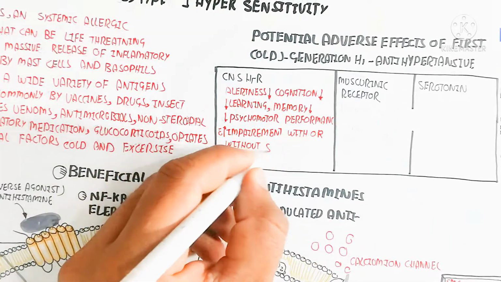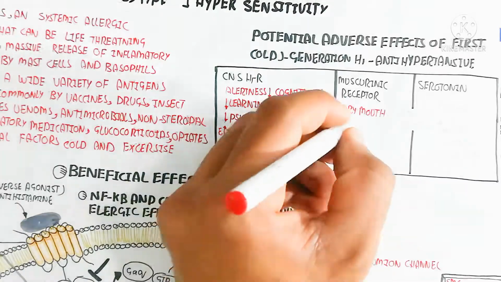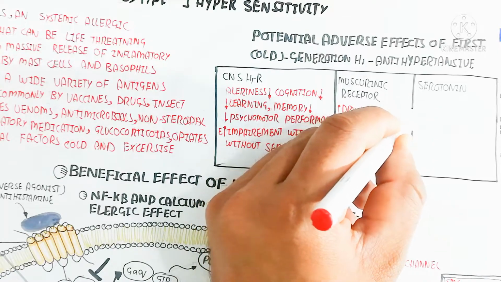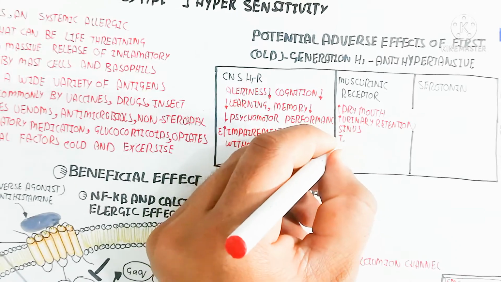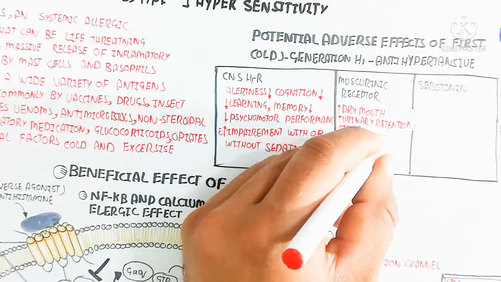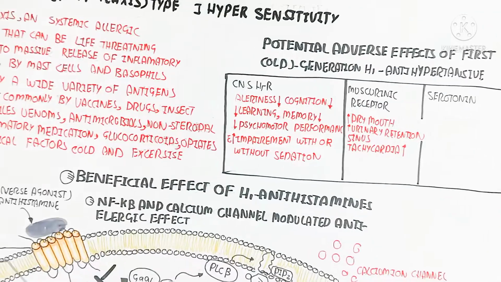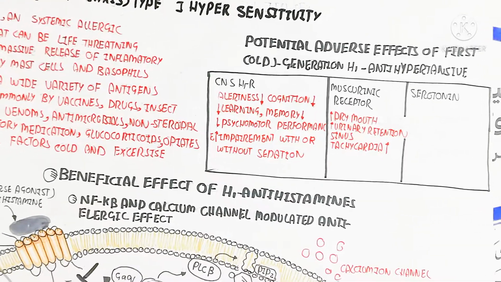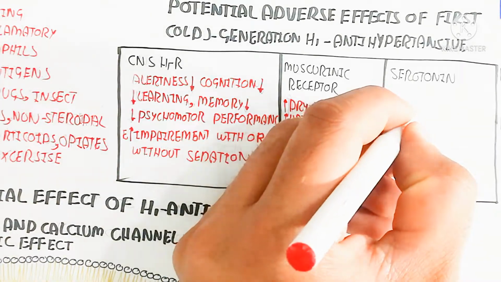So cognition and learning, memory, psychomotor performance, and impairment with or without sedation will be affected, while all these things will be decreased because the central nervous system will combine with this receptor. So the other stimulators, for example, will be decreased, inhibited, so adrenaline will not bind, and serotonin will not bind.